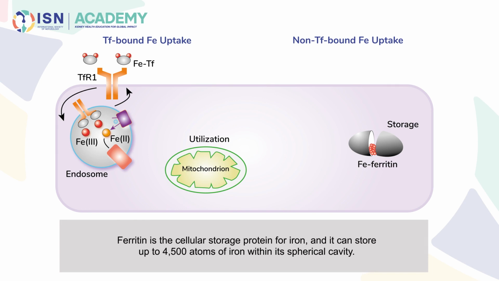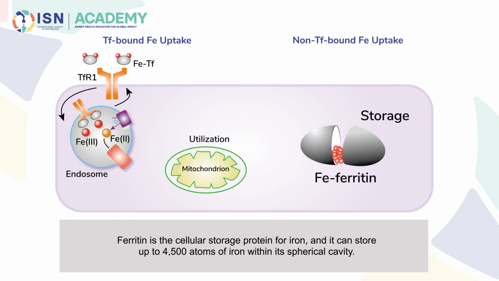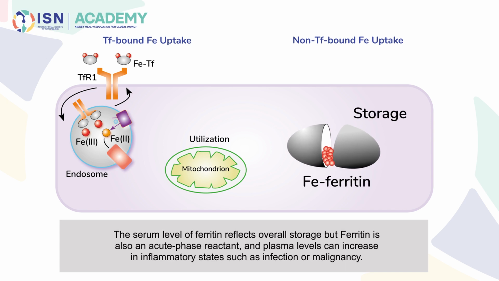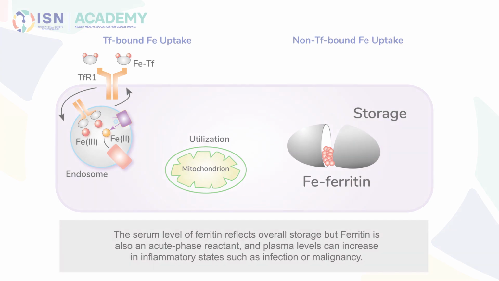Ferritin is the cellular storage protein for iron, and it can store up to 4,500 atoms of iron within its spherical cavity. The serum level of ferritin reflects overall storage, but ferritin is also an acute phase reactant, and plasma levels can increase in inflammatory states, such as infection or malignancy.